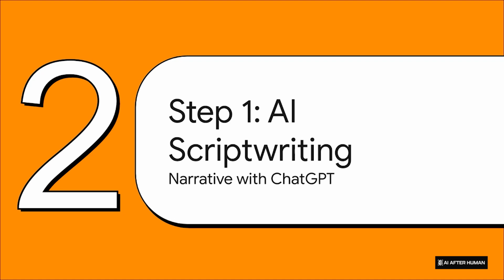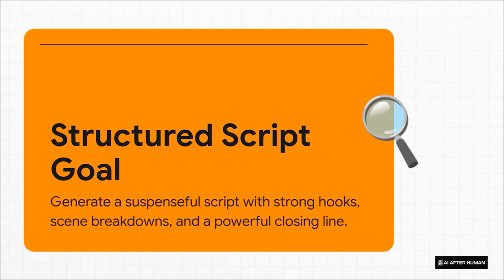Okay, first things first. The heart of any great video is a great story, right? So we start with the script. And this isn't just about getting some words down. It's about using an AI like ChatGPT to build a narrative that actually hooks the viewer from the very first second. See, the trick here isn't to just ask ChatGPT for a story.